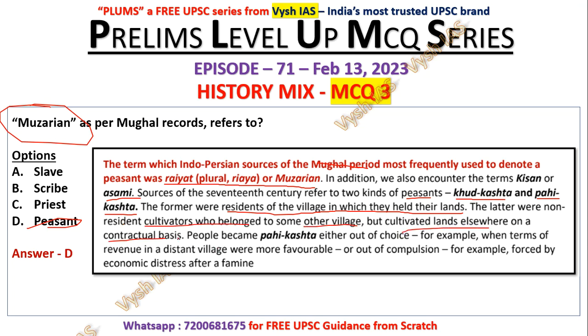on a contractual basis. People become Pahi Kashta either out of choice, for example, when terms of revenue in a distant village were more favorable. Like you see, now also migration is there. People from Bihar, Bengal and all are coming down to Kerala, Tamil Nadu and doing works. So based on where you get favorable income, favorable wages, they will travel to another place. They don't want to work on their own land. They want to work in some other place. Okay, that is own choice. Or maybe it can be out of compulsion. For example, forced by economic distress, meaning in their place there is nothing happening or it's full of economic disasters. So they will feel like we'll go and do somewhere else, where conditions are better.